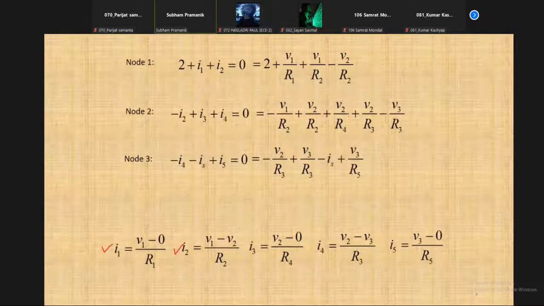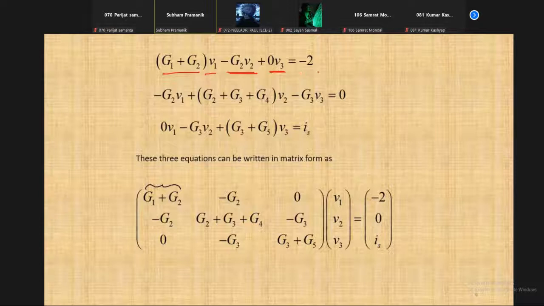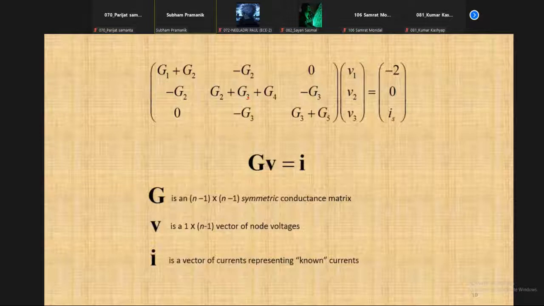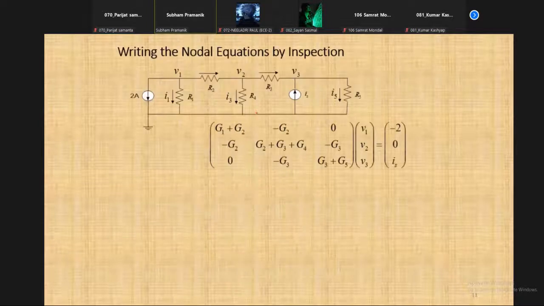Here this is -2, whereas IS is positive. So just rearrange the terms. These are the equation format. You can convert this into matrix format. You get this equation, and you can solve it using either matrix solution or whatever way you prefer. Okay, so this is the same thing where the equations have been written by inspection.